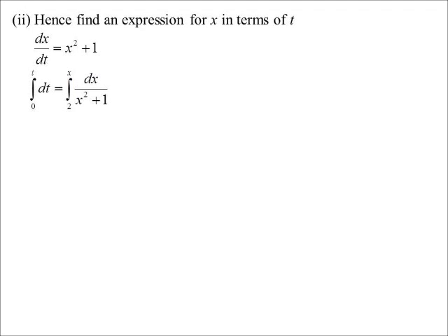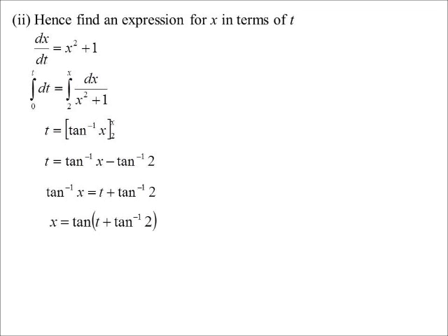And so do both sides. The left-hand side, as I say, becomes t. The right-hand side is an inverse tan function. And so we have inverse tan of x minus the inverse tan of 2. But that's t in terms of x. We want to find x in terms of t. So inverse tan x is t plus inverse tan 2. So x is the tan of t plus inverse tan 2. Probably good enough to get the answer, I would think.